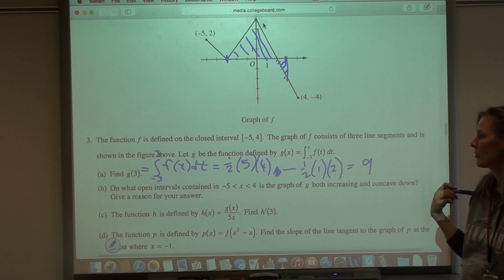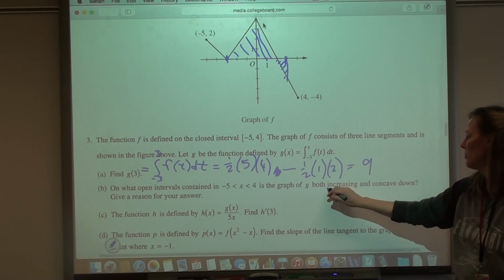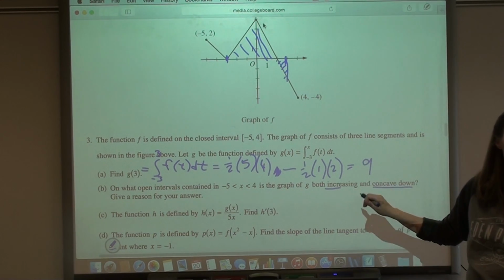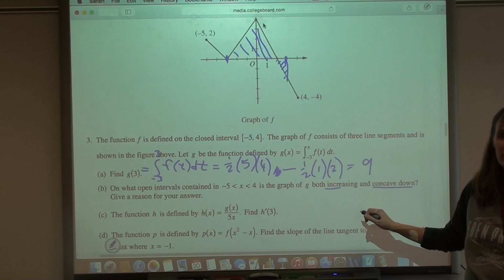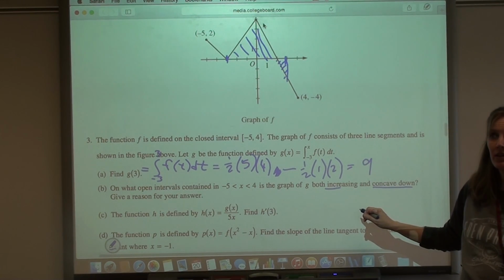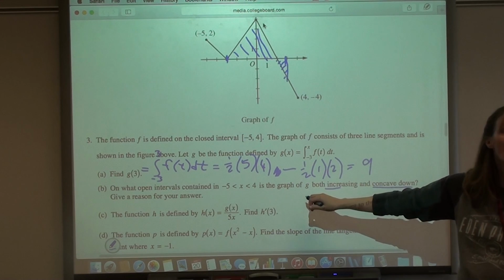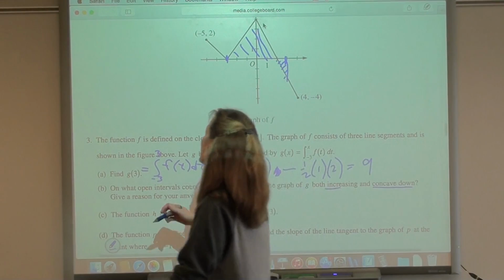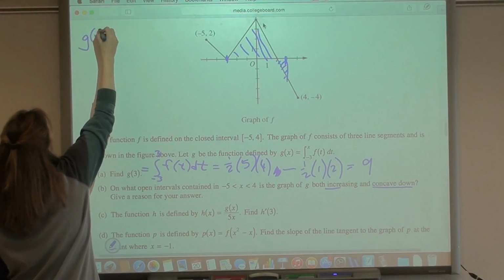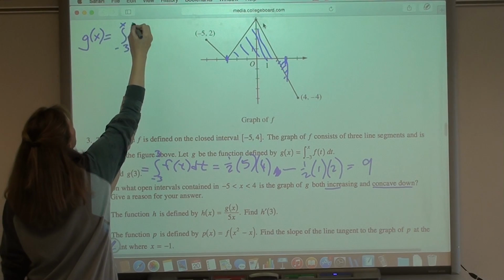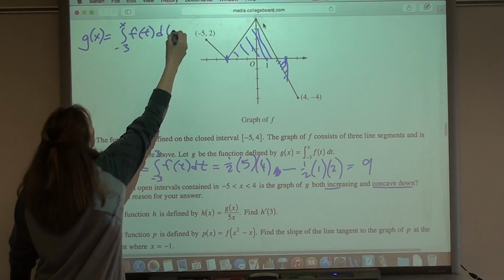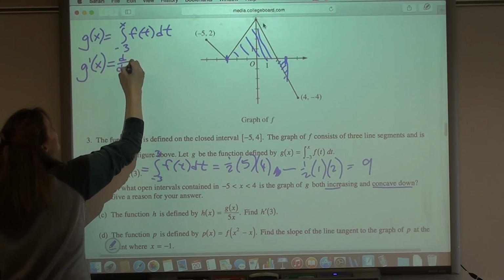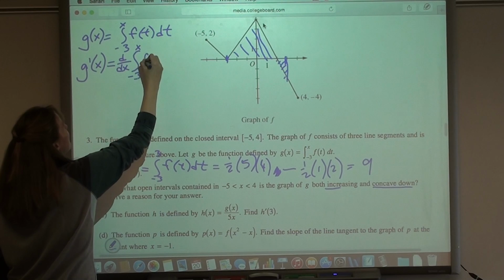On what intervals from -5 to 4 is the graph of g both increasing and concave down? What tells us that g is increasing? Positive. What's positive? When g prime is positive, right? So it would be helpful to know what g prime was. All right, so we know g is the integral from -3 to x of f of t, right? So g prime is the derivative of the integral from -3 to x of f of t.